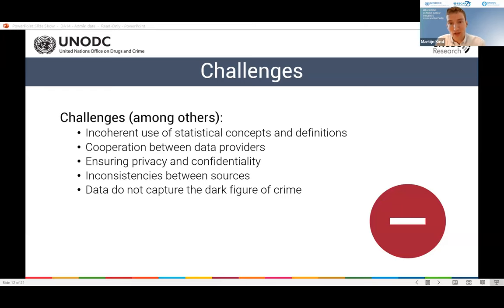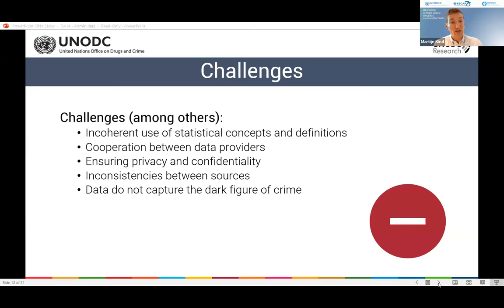Oftentimes, there is an incoherent use of statistical concepts and definitions. So we really need strict standardized protocols that are followed by all the involved actors, so that they all register the same variables, use the same codes and the same response items, and apply the same definitions. Otherwise, administrative data is not as useful. Ensuring cooperation between data providers can be very difficult.